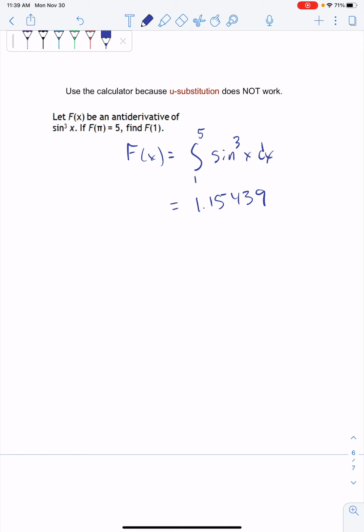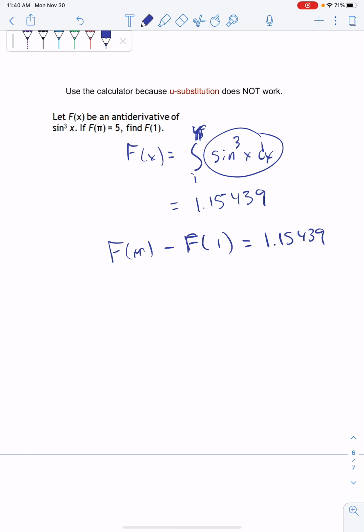But that's not my answer. That's what my integral is equal to. But remember, if I was doing this by hand, if I was integrating, I would take big F of pi minus big F of 1, which would equal 1.15439. Why do I have a 5 right there too? Oh, F of pi equals 5. That's where my 5 came from. So I found this integral on my calculator, but that's not my answer.